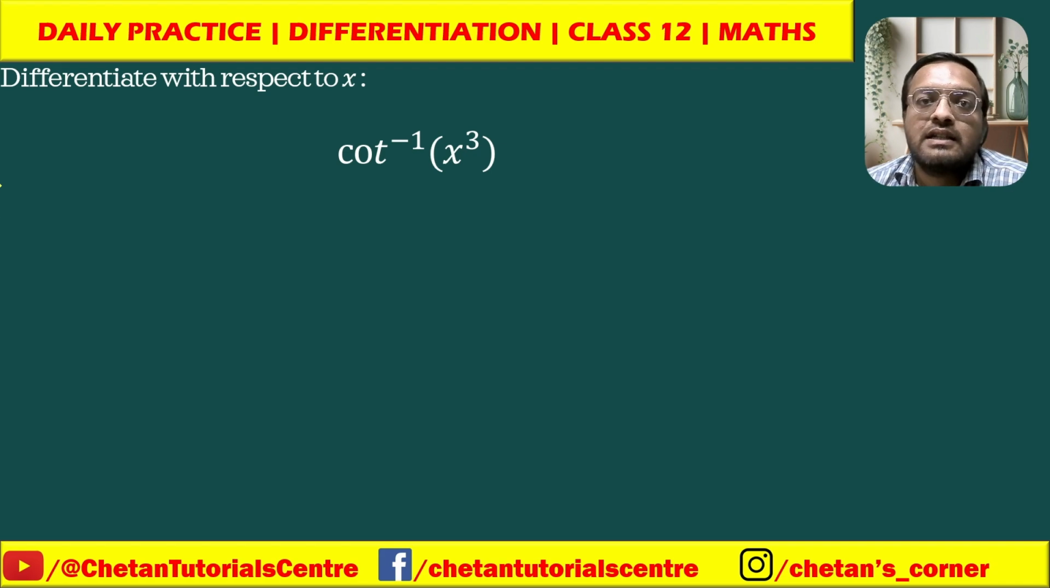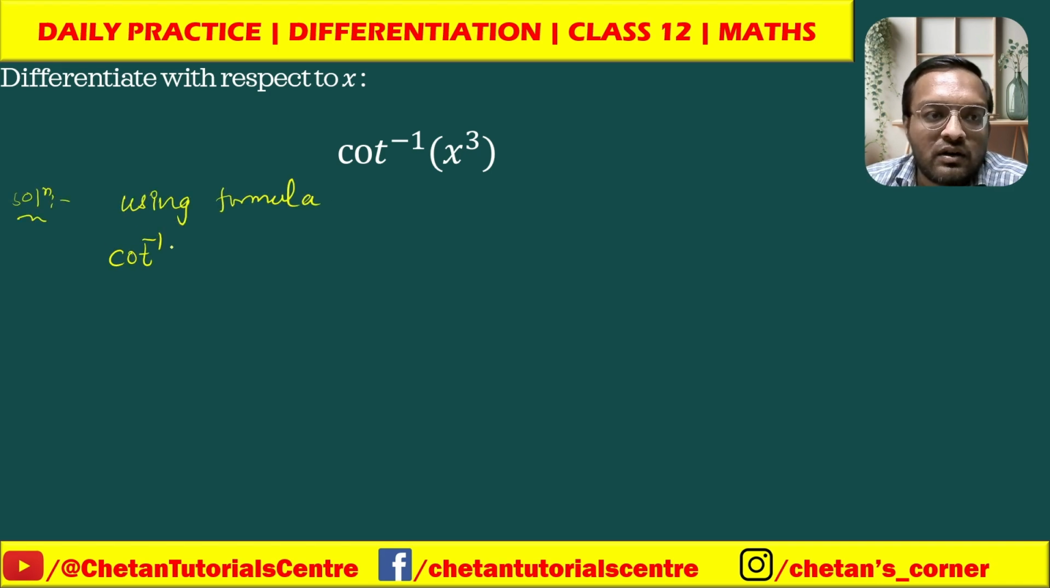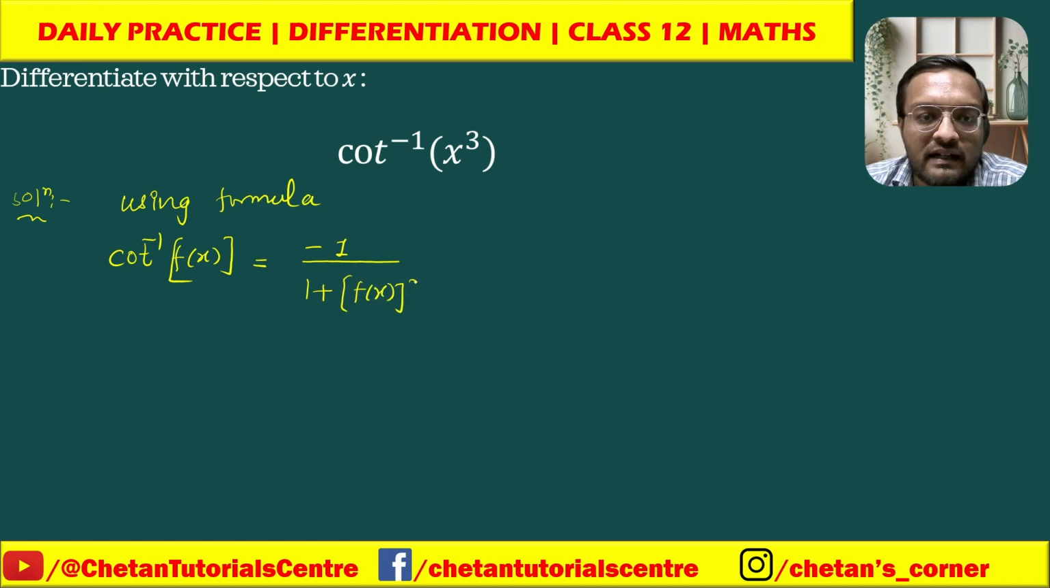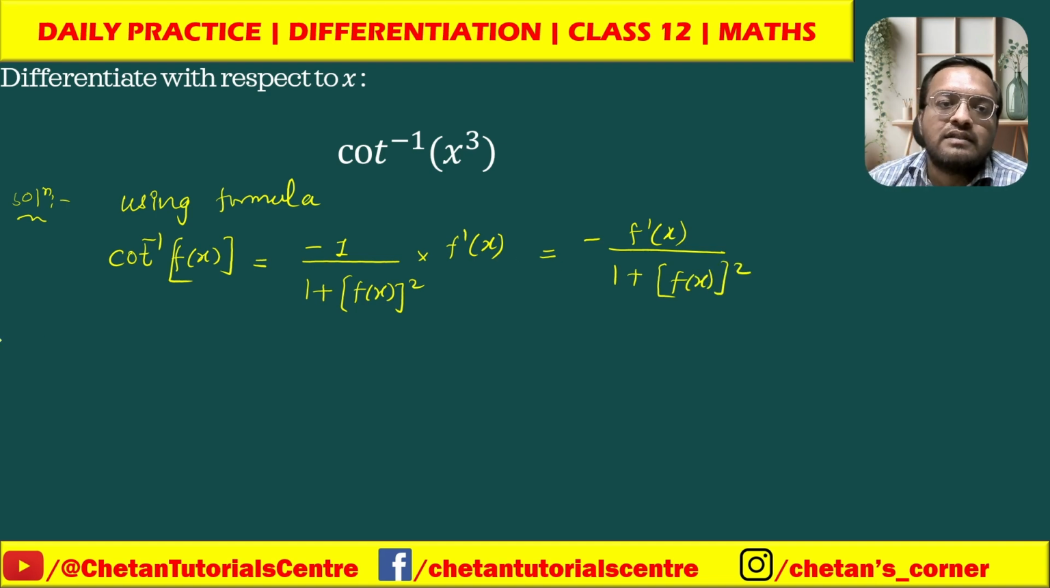Now how to differentiate this inverse trigonometric composite function? For that there is a formula. Which formula? Derivative of cot inverse of f of x is equal to minus 1 upon 1 plus f of x bracket square multiplied by f dash of x, which is equal to minus f dash of x divided by 1 plus f of x bracket square.